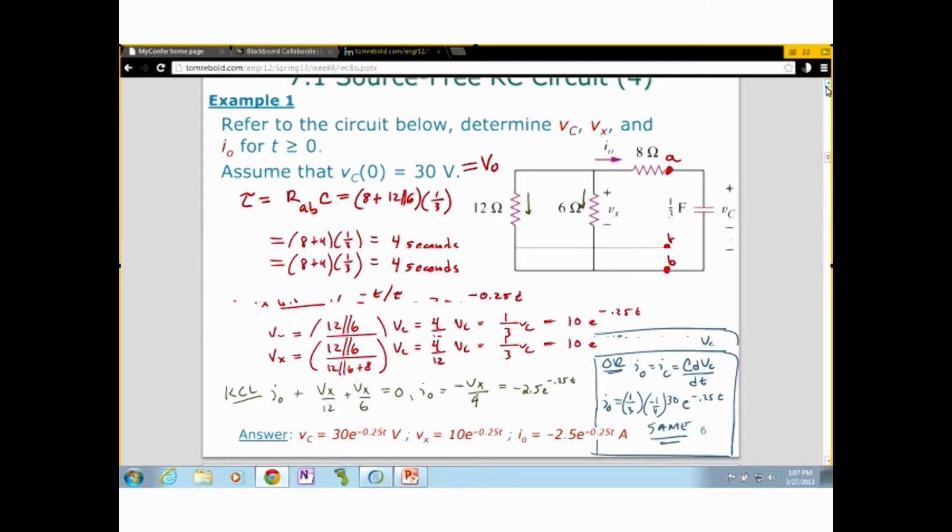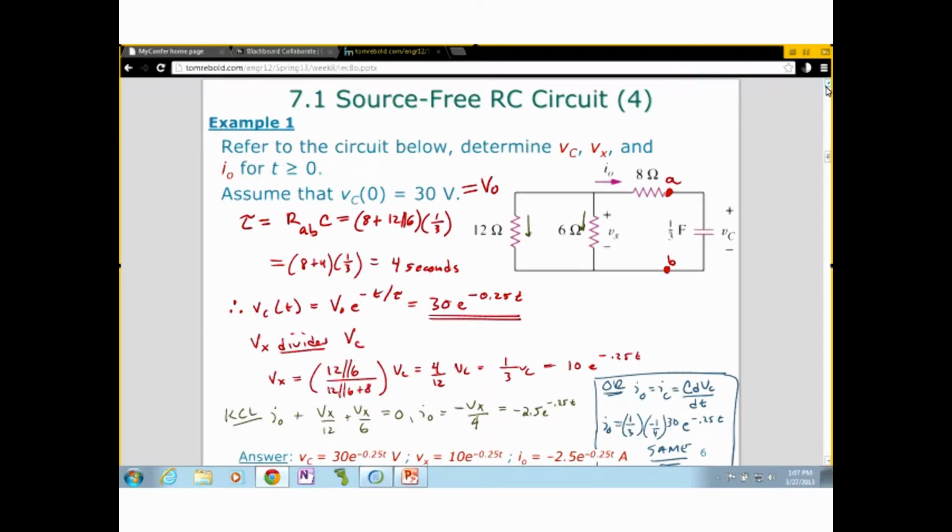These are on your practice problem handout sheet. Does anyone not have that? We've got a few extras up here if anybody needs one. And we solved example 3 too, right? Didn't we? We did the one RL circuit. We did this one, right?